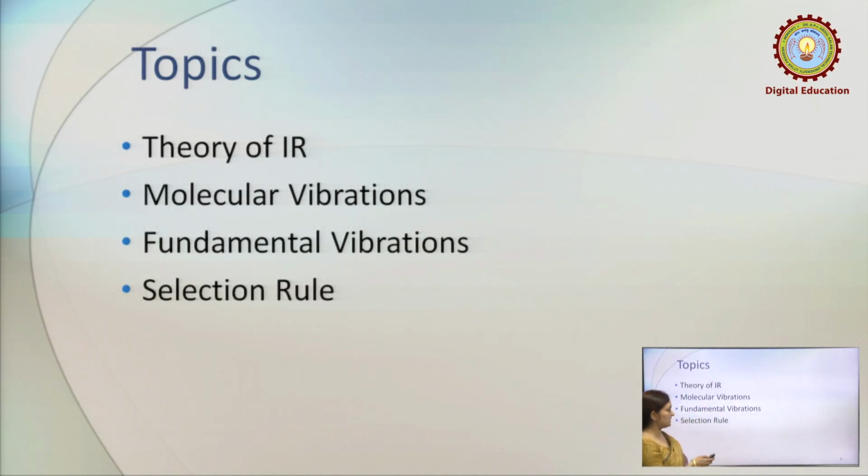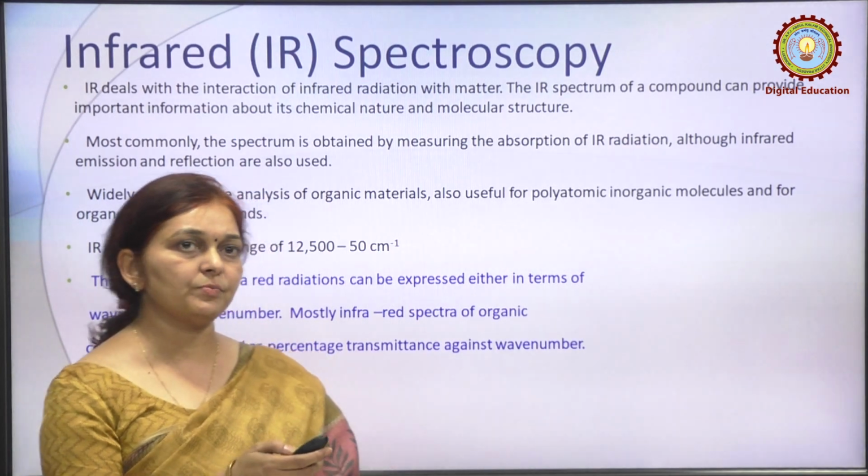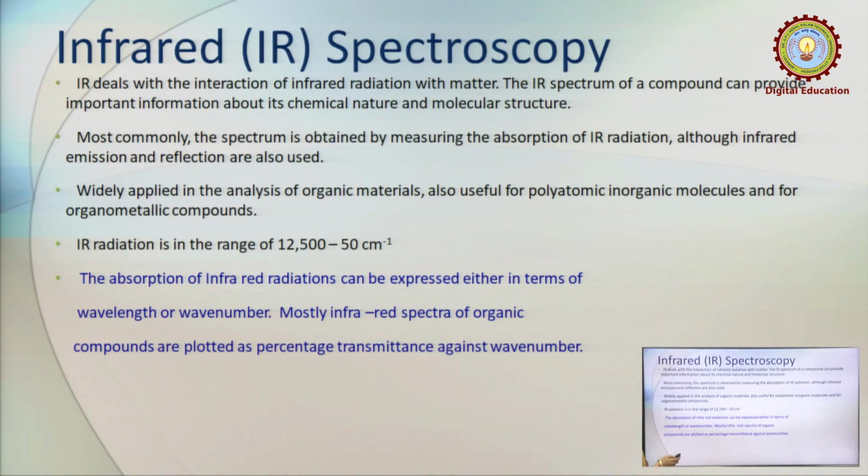The topics we are going to discuss here are the theory of IR, molecular vibrations, fundamental vibrations and selection rules. First of all, let us see the range of IR spectroscopy. IR generally deals with the interaction of infrared radiation with matter. The IR spectrum of a compound can provide important information about its chemical nature and molecular structure. Most commonly, the spectrum is obtained by measuring the absorption of IR radiation.